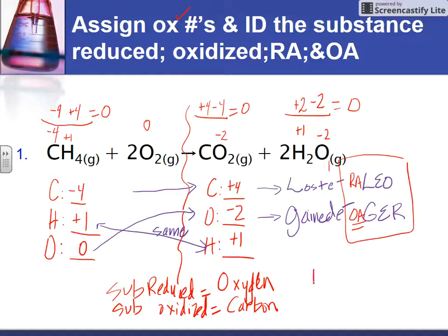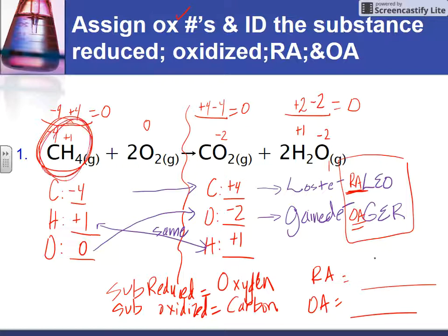Now, the agents, the reducing agent and the oxidizing agent, their reactants are the entire reactant. So, RALEO, the reactant that contained carbon, is the one that was the reducing agent. So come back to your reactants and find the carbon. That means the CH4 is your reducing agent. OGER, the oxidizing agent, is the reactant that gained electrons and reduced. So look at your reactants and find the thing that had oxygen. So it's just oxygen. And that's going to be the reactant that was your oxidizing agent.